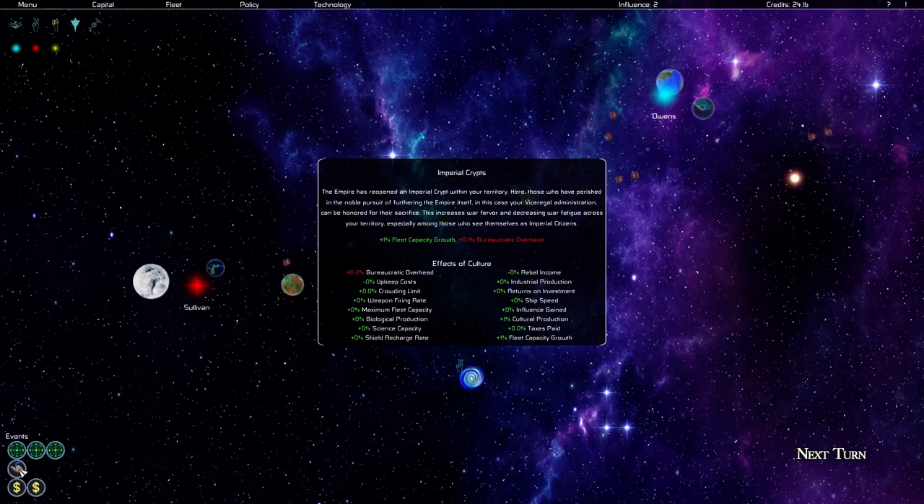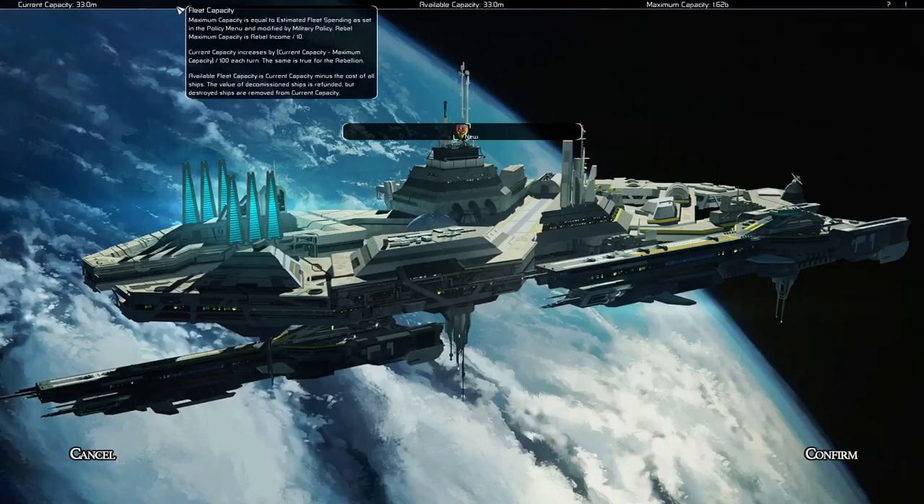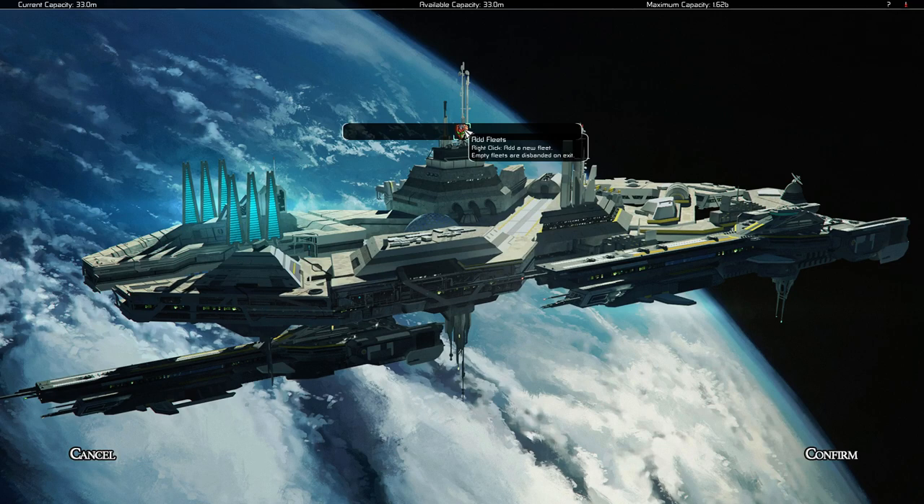Interesting, the Empire has reopened an Imperial crypt within your territory. Ooh, 1% fleet capacity growth. I don't think I can build any fleet yet. Since the construction of military vessels is substantially beyond the capacity of any one territory, each region sends contributions to the Commonwealth's overall fleet capacity, which your Viceregal administration has been authorized to use. You can allocate this fleet capacity between a number of highly customizable vessel patterns. If these vessels are lost in battle, their fleet capacity cost will be reassigned to you over time. Okay. So can we build a fleet? I click add a new fleet. No, it doesn't look like we can yet.